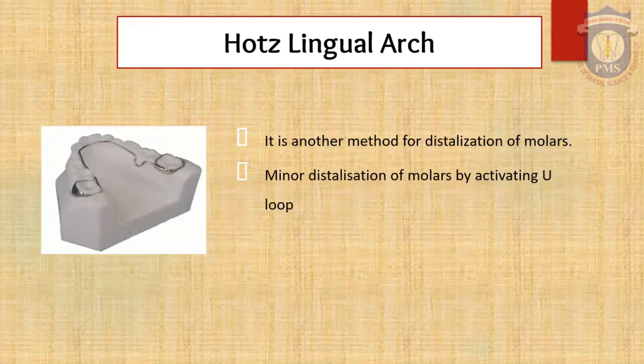Next is Holtz lingual arch. It is another method of distalization of the molar by incorporating a U-loop into the lingual arch. Such modification is known as Holtz lingual arch. A minor amount of distalization can be achieved by opening up the loop.